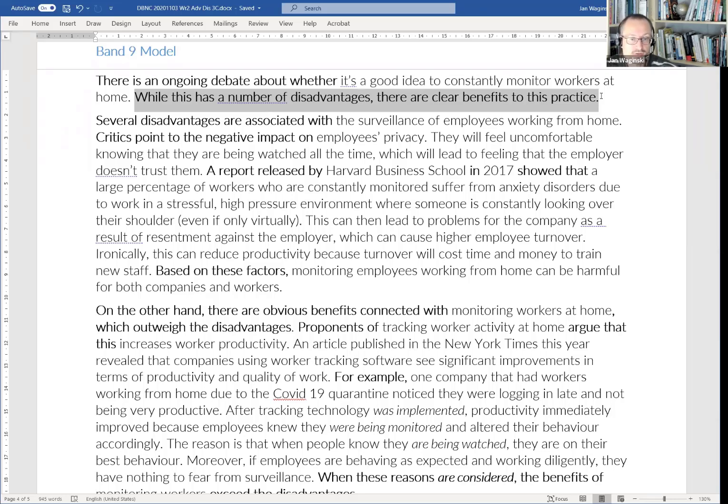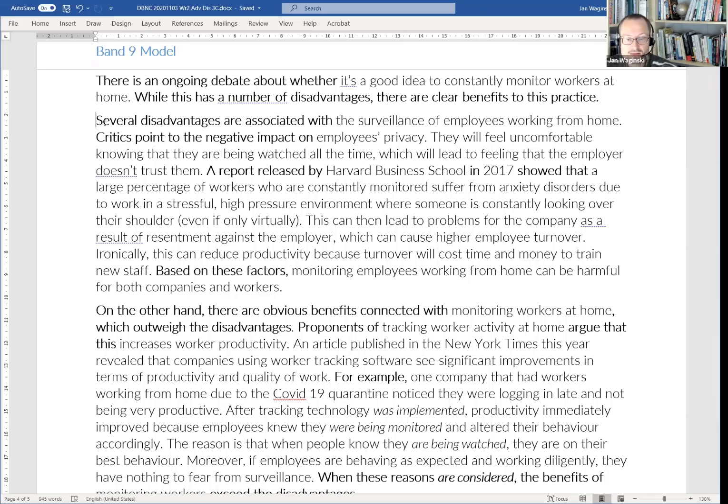There's no reference to the topic even in this thesis statement. This is acceptable for your introductory thesis. Okay. Several disadvantages, and the bold parts are the template parts. Several disadvantages are associated with the surveillance of employees working from home.